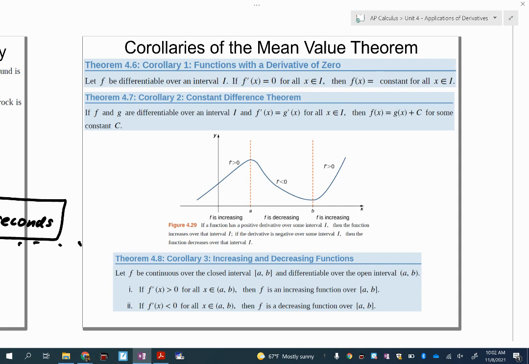Here's another one. Number 2 says if f and g are differentiable over an interval I and the derivatives are the same, for all the values of x in this interval, then the difference between the f of x function and the g of x function is just some value c, a constant. I'll show you graphically if you want real quick on that one.